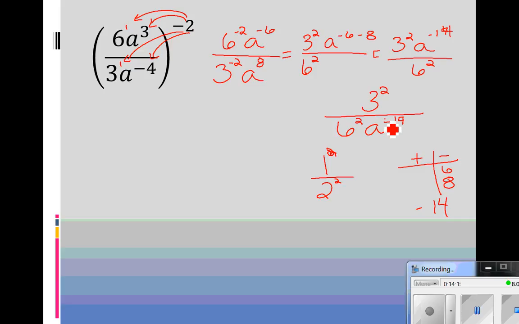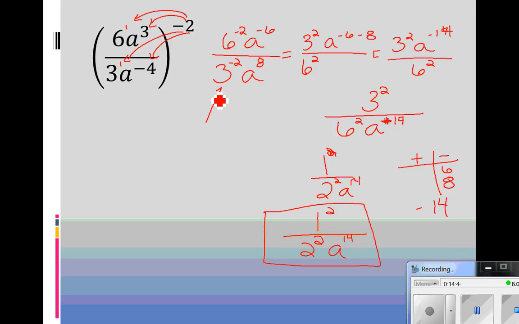Oh, and I forgot I made that positive, so I would have a to the positive 14th power. So let me rewrite the final answer so it looks right. 1 to the 2nd over 2 to the 2nd, a to the positive 14th. That would be your final answer in exponential form. But I am going to go back to this part, and I could have easily changed the 6/3 to 1/2 at that point, but I'm not going to do that.